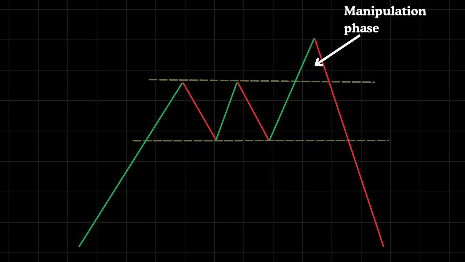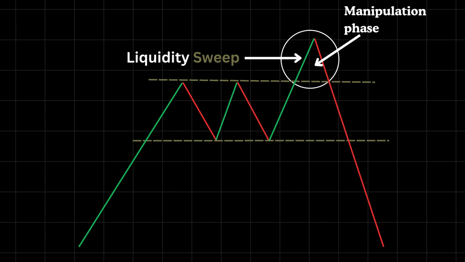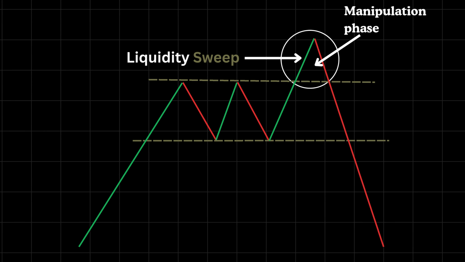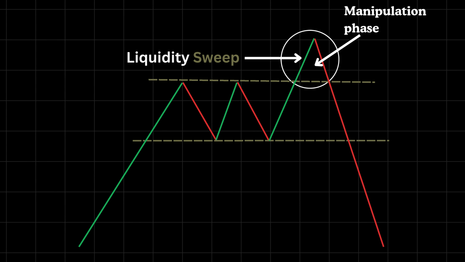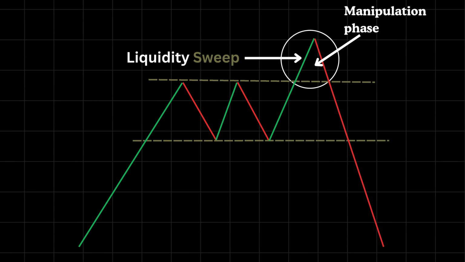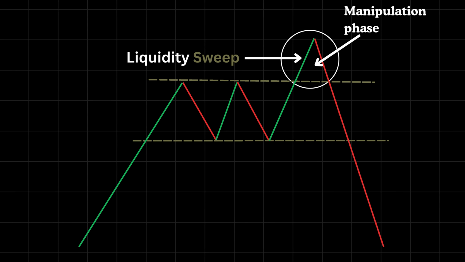Price swiftly falls back into the range, exposing the move as a liquidity sweep. Lastly, we enter the markdown phase. Smart money is out, the liquidity has been collected, and price has clear downside room. This is your window to enter right as the trend reverses, catching the momentum shift created by institutional players.